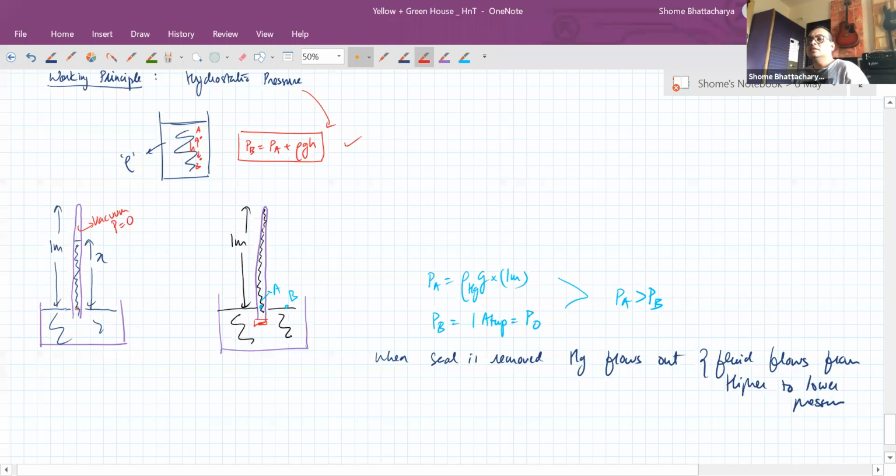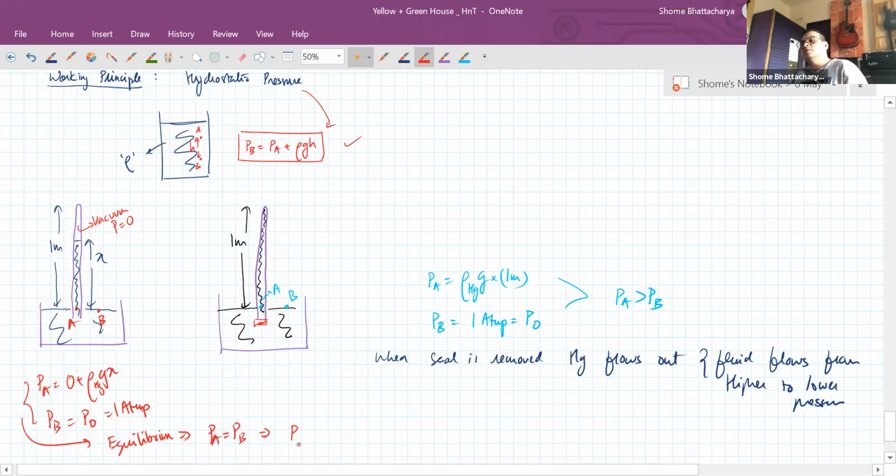Now at this point A, how much is the pressure? At point A, the pressure is equal to 0 plus density times g times X. And at point B, the pressure is atmospheric pressure. If there is equilibrium of the mercury, that means it should not flow, so pressure at A should become equal to pressure at B. So atmospheric pressure should be equal to rho g X. This is the working formula of a standard barometer.